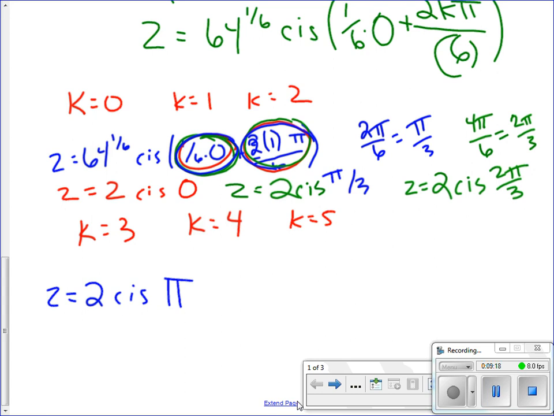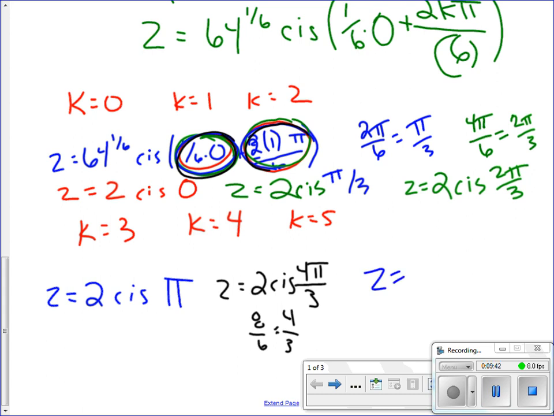K is now 4. So I have 2 cis. This is still 0. This is now 4 times 2, 8 over 6. 8 over 6 simplifies to be 4 over 3. Remember, there's a pi there. 4 pi over 3. Last answer when k is 5. Modulus is still 2. And I have 0 plus 2 times 5 pi over 6. That's 10 pi over 6. 10 over 6 simplifies to be 5 over 3. So those are my 6 answers.